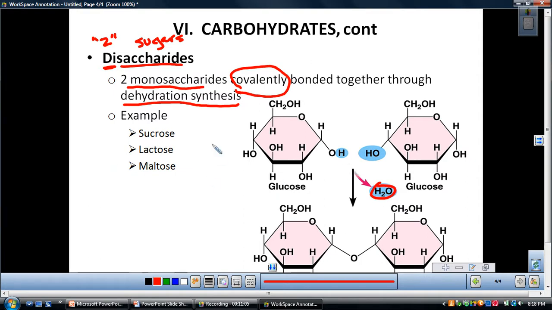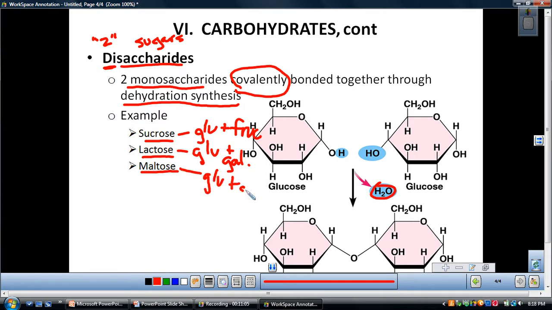Okay, the 3 examples that we talk about in biology, these are 3 disaccharides: sucrose, lactose, and maltose. So all 3 of those, just to let you know, their base is glucose, because sucrose is glucose plus fructose, F-R-U-C, I'm going to abbreviate. Lactose is glucose plus galactose, G-A-L, galactose, and maltose is glucose plus glucose.